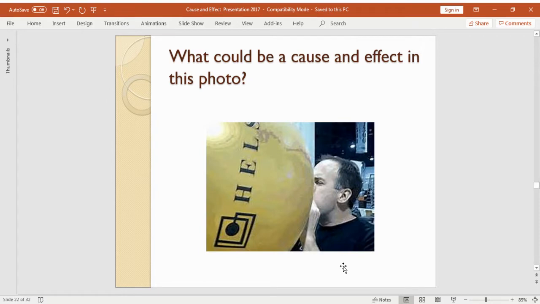Think to yourself, what is the effect? Yes, it will get bigger, but if he continues to blow and blow and blow, the ultimate effect is what? You guessed it. It's going to pop.